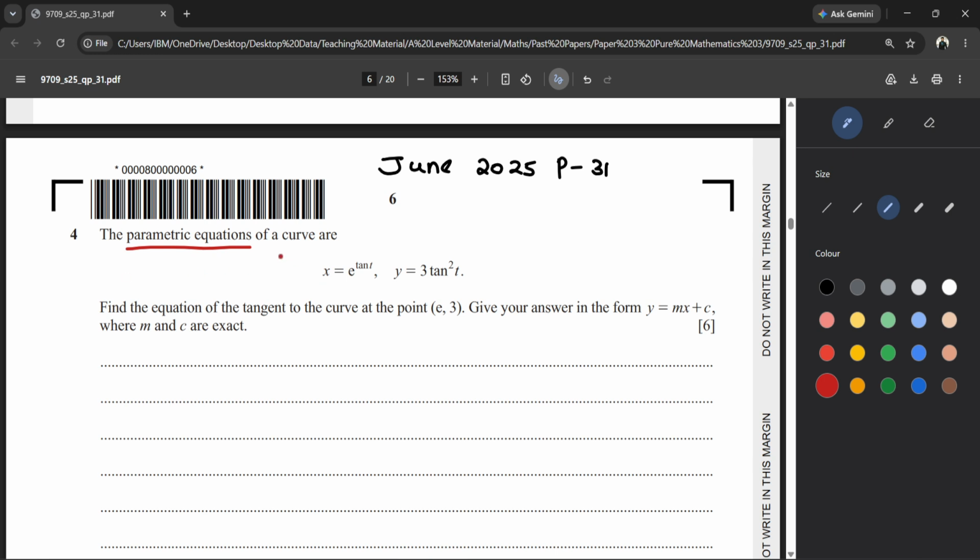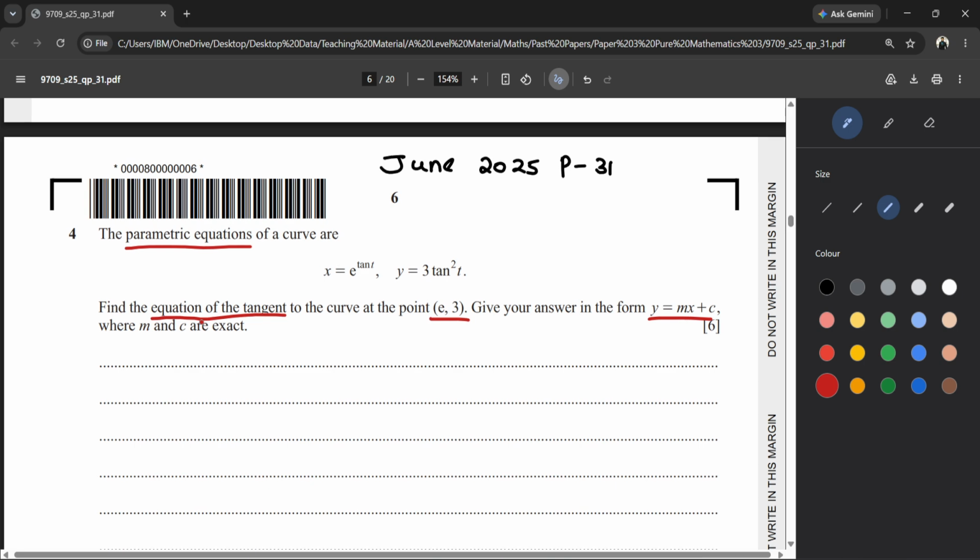The parametric equations of a curve are x equals e to the power tan t, y equals 3 tan squared t. Find the equation of the tangent to the curve at the point (e, 3). Give your answer in the form y equals mx plus c, where m and c are exact.